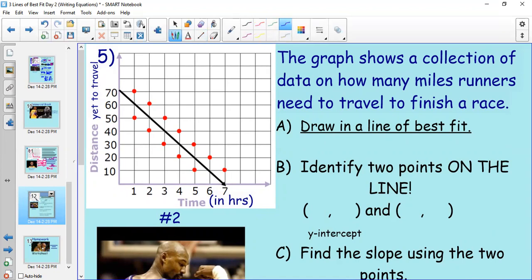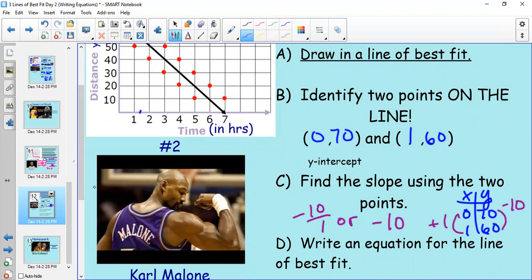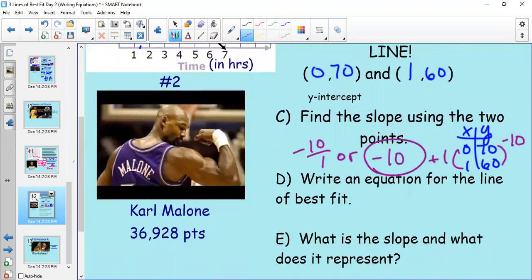Okay, so let's find our 2 points. We said 0, 70 is going to be our y-intercept. We did that again to make it easier on ourselves. I see a point at 160. Again, I made it a nice slope so I could calculate it easily. Using those 2 points, find the slope. Again, you can use a table, 0, 70, 160. The rise went down by 10, and the run was up by 1. So our slope is -10 over 1, or -10. Put those 2 parts together, your slope and your y-intercept. So y equals -10x plus 70.